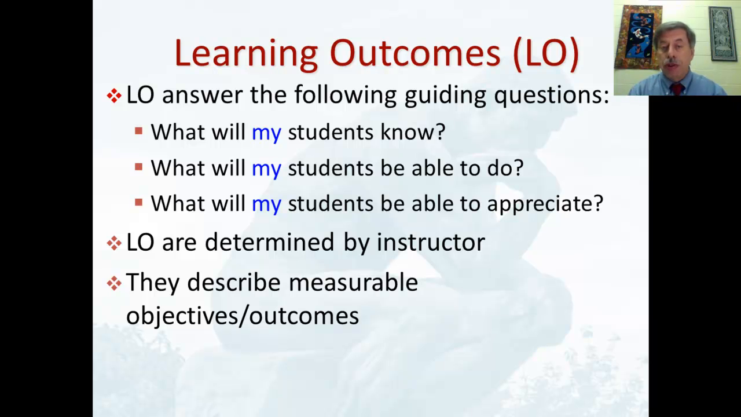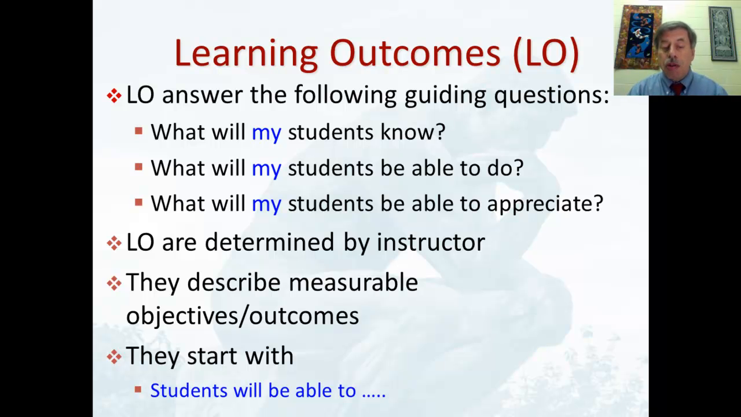Often we see different terminologies here. Sometimes they're referred to as objectives, sometimes as outcomes. I will use the term outcome. They start with the following phrase: students will be able to. This means that after completing the activity or the course or the curriculum, these are the things that students will be able to know, do, or appreciate.